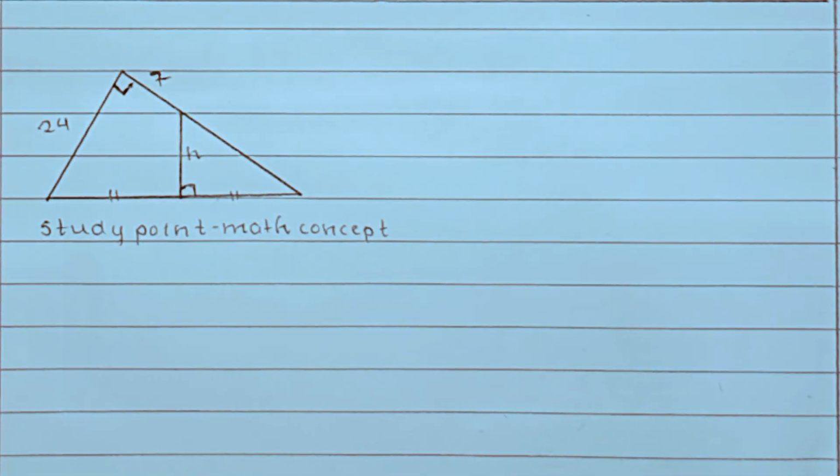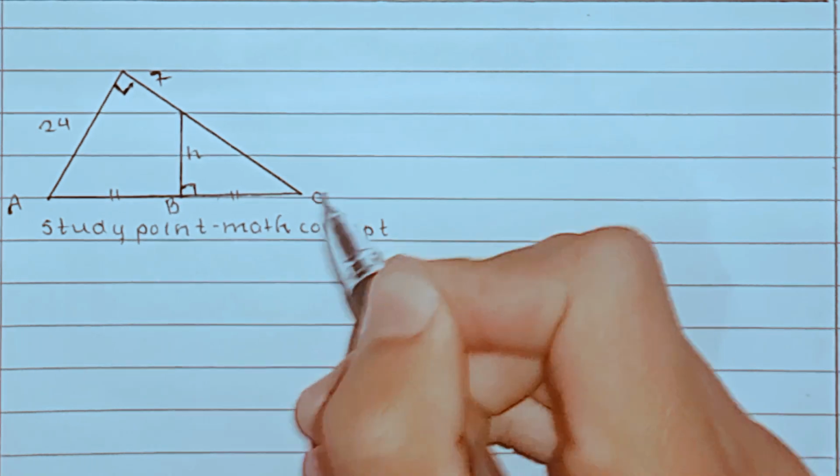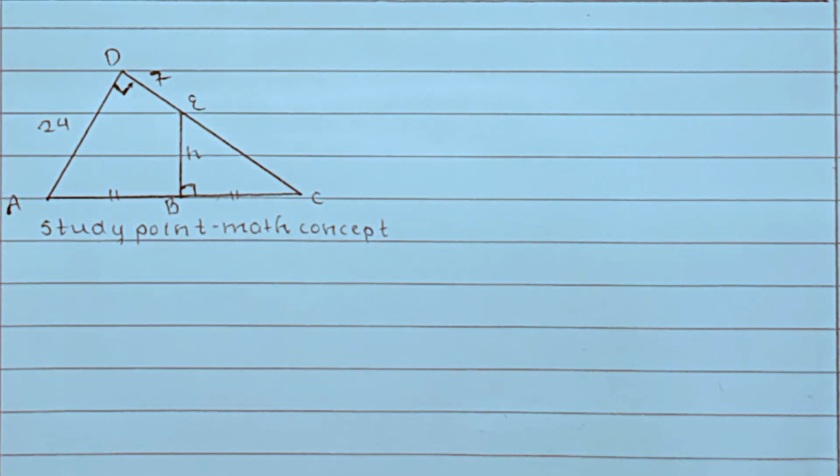First of all, let's begin with naming the points A, B, C and D, E. This question is by Study Point Math Concept, so do follow them.